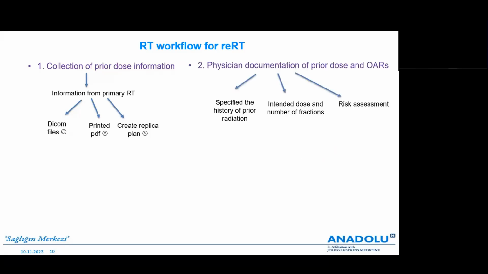The physicians need to take into account, of course, some attention for the re-irradiation. So what they will do, they will specify the history. As a physicist, I cannot find the values of the patient's prior data. So they need to specify the history of the radiation first, and then they should think about the intended dose and also the number of fractions. This is another mission for the physician, I think.